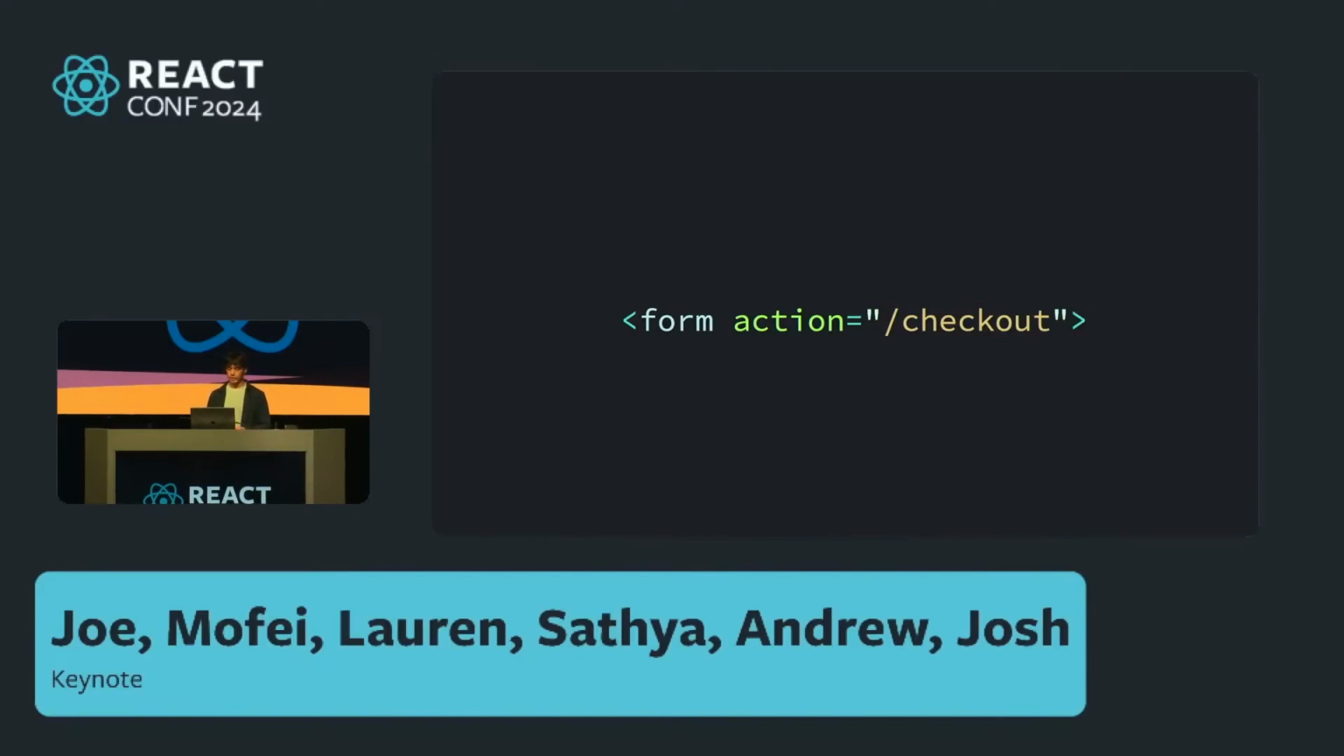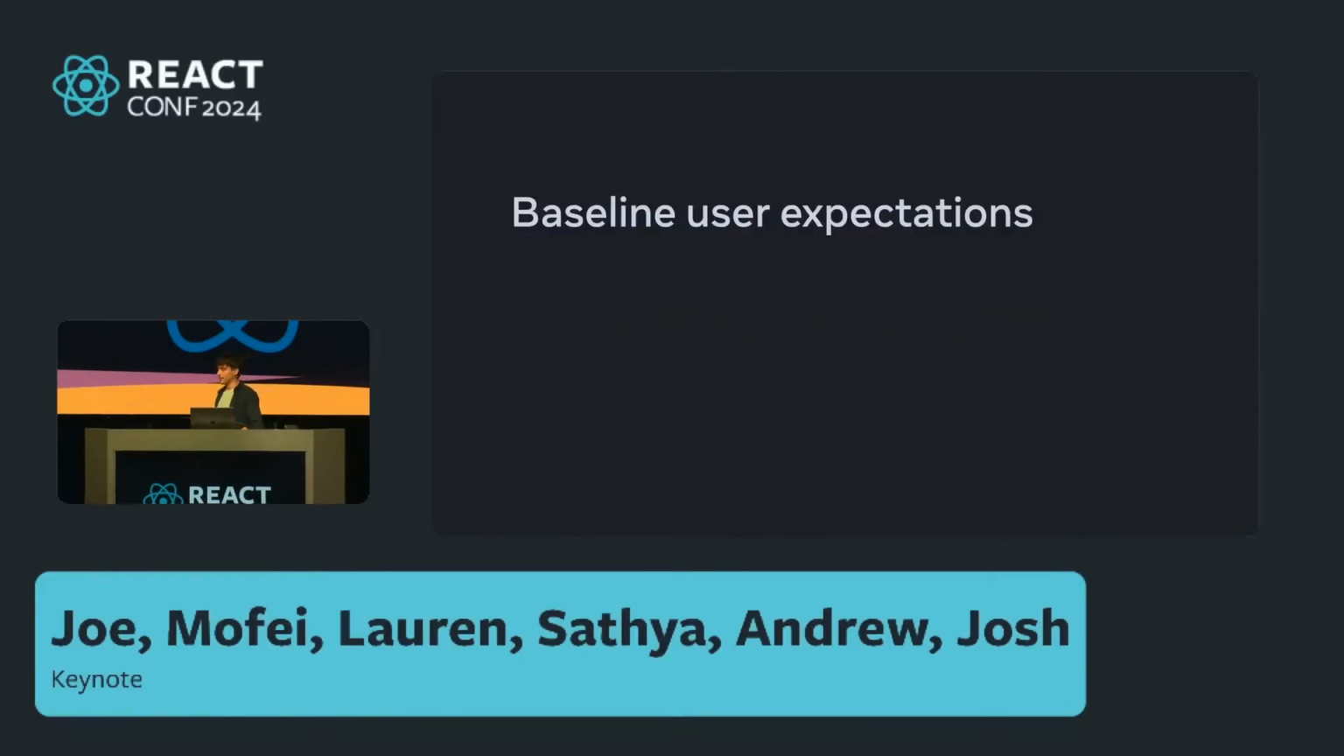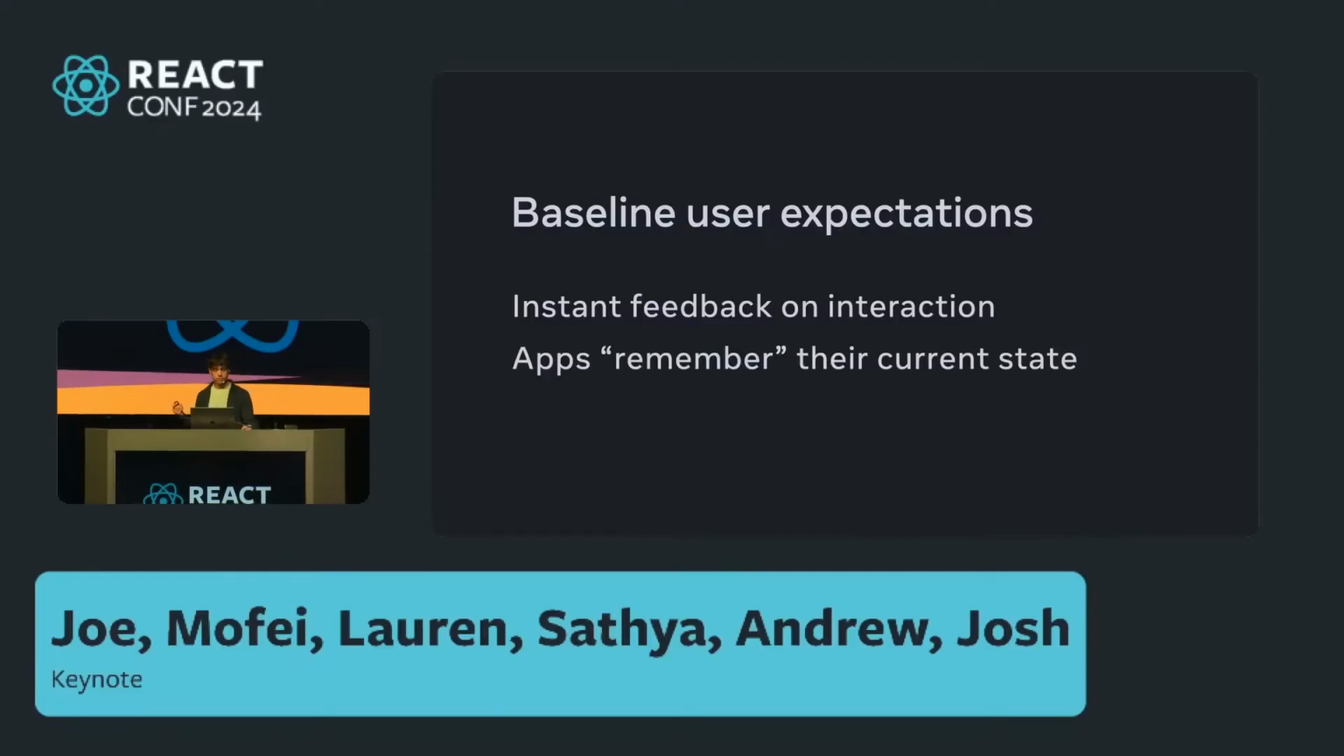Today, when a user opens your app, they have certain baseline expectations. They expect instant feedback when interacting with the app. There's no time to wait for an entirely new HTML document every time you click. And they expect apps to remember their current state. So you shouldn't lose your scroll position or your text input whenever you perform an action. In other words, users expect more than what's possible to achieve without at least some client-side interactivity.